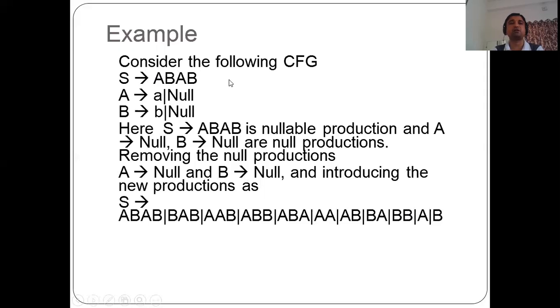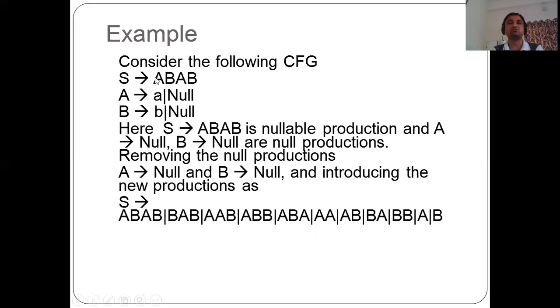Same way, it is also possible if we are replacing B by null. If we replace the first B by null, we get AAB. If we replace the second B by null, the new production will be ABA, which is already present over here. Same way, if we replace both B by null, then we get AA, so that is also present over here. This is how we can replace all the production rules which are pointing towards nulls.